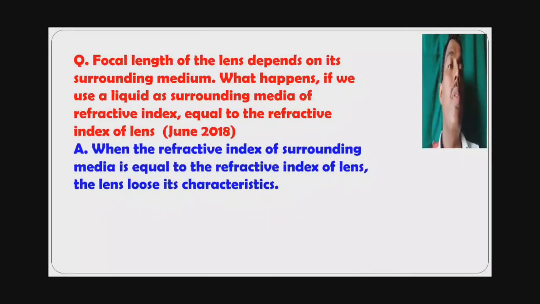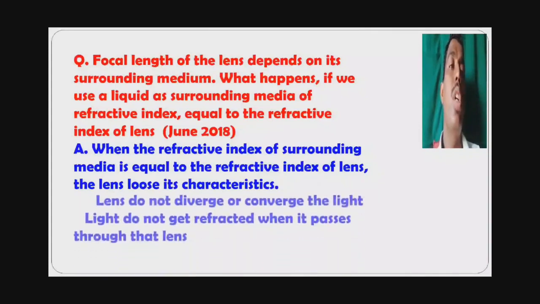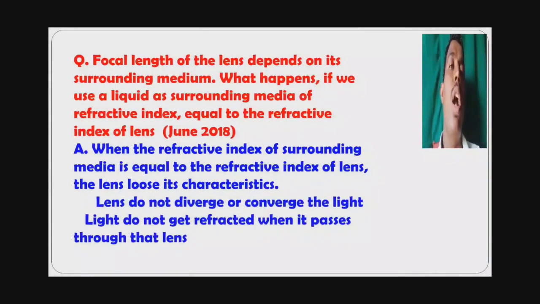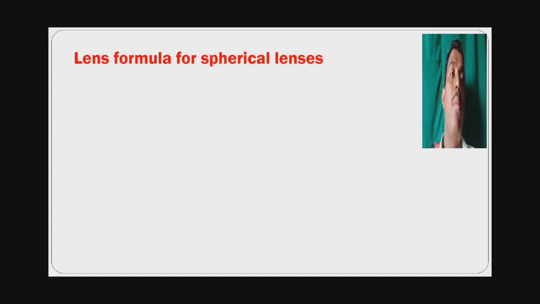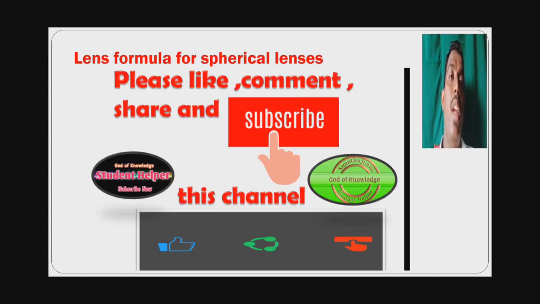Here, when the refractive index of the surrounding medium is equal to the refractive index of the lens, the lens loses its characteristics. The lens does not diverge or converge the light. Light does not get refracted when it passes through that lens. There is no refraction.